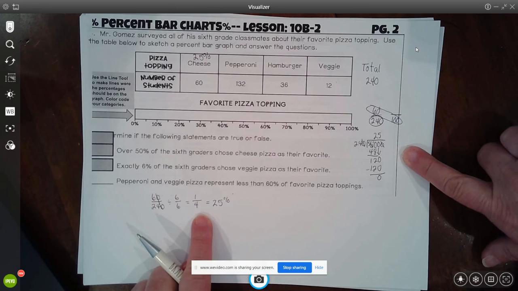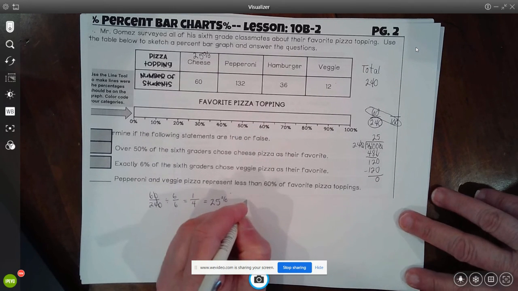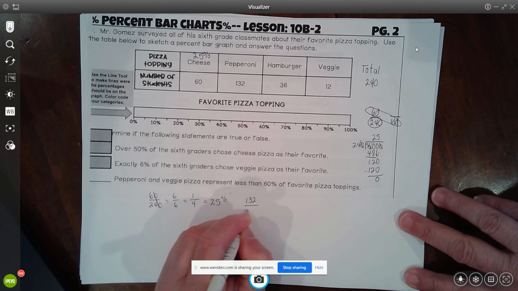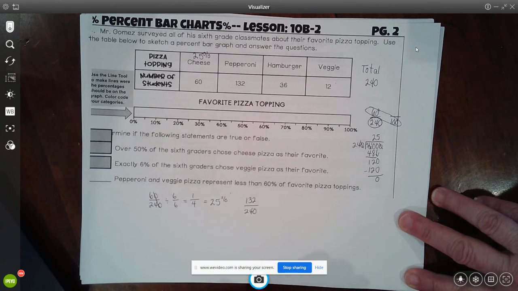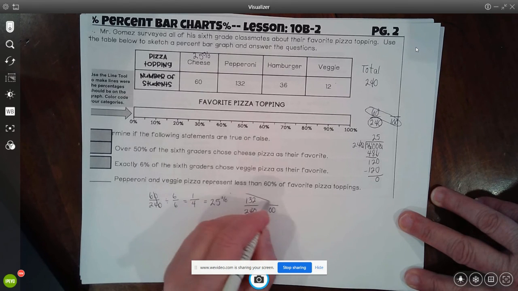Remember, there's more than one way usually to solve something. So whichever is more comfortable. And then we're going to go ahead and do the pepperoni. I'm going to put 132 over the total of 240 students surveyed. I'm going to go at my 100, looking for that percent, and I'm going to go ahead and cross multiply and divide.